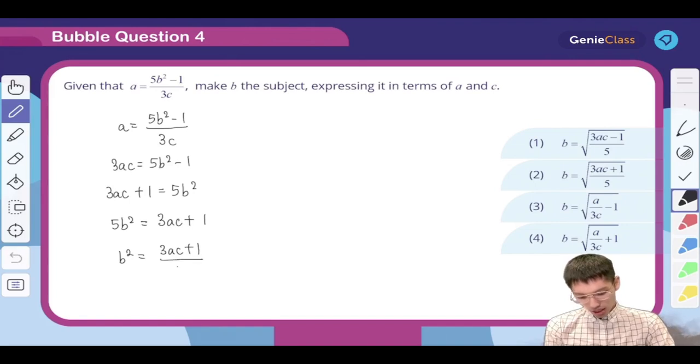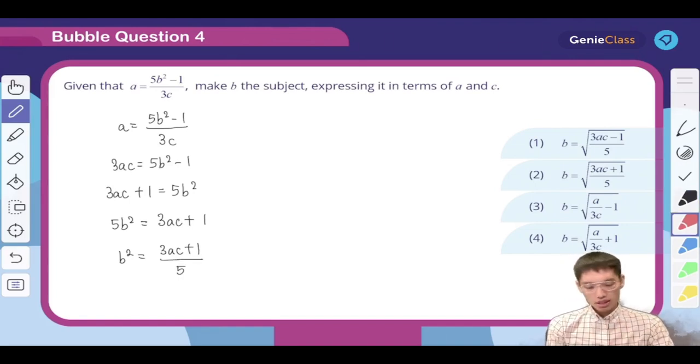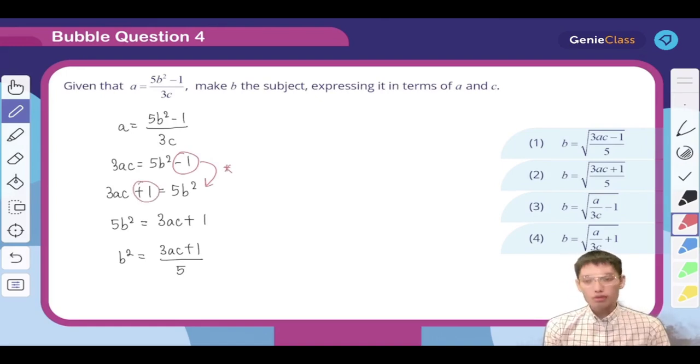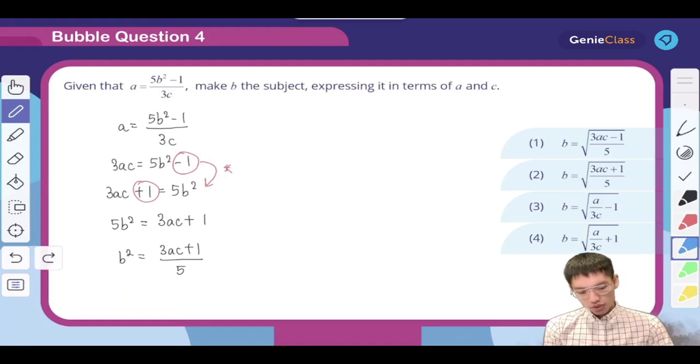This is okay. Mainly I would say most of the mistakes that I'm seeing over here are from this step to this step. Some of you write minus 1. Take note. Minus 1 bring over, it becomes plus 1. So that's where we need to take note over here, based on the options I'm seeing. Alright, then from there, what do we do? We just need to do the square root over here.